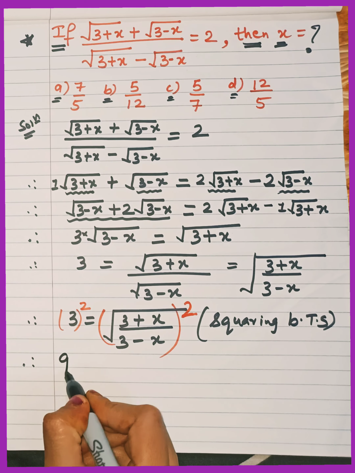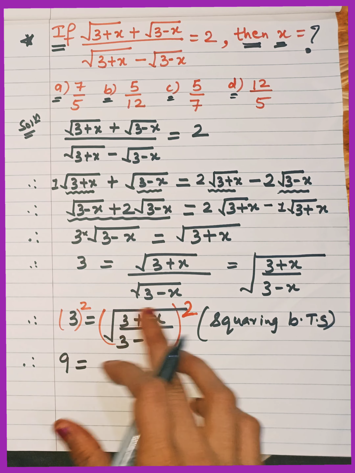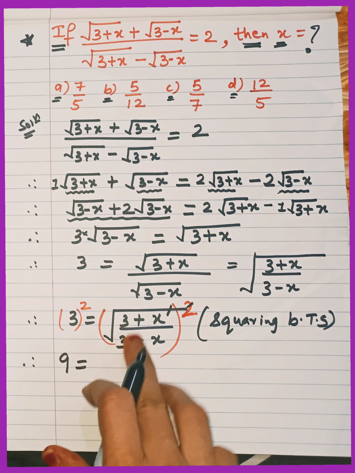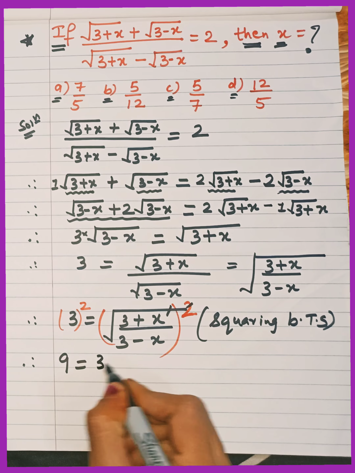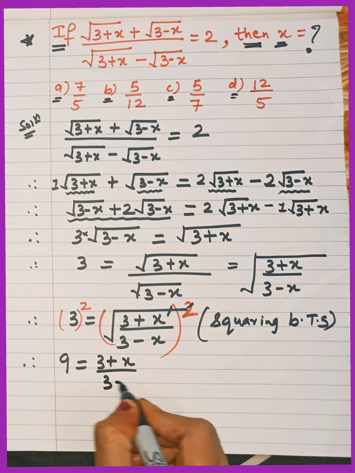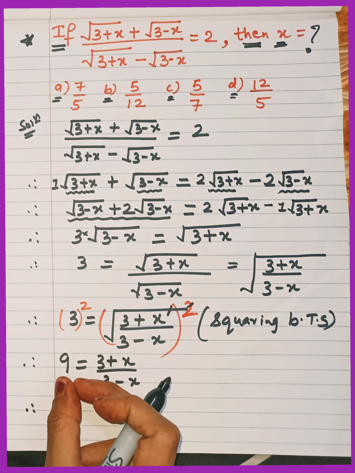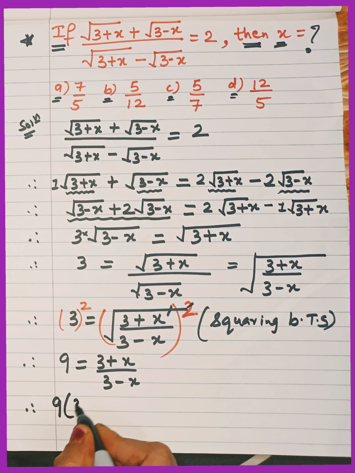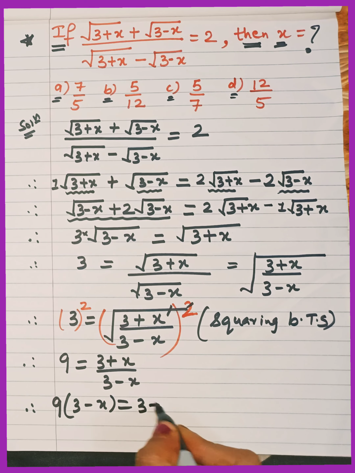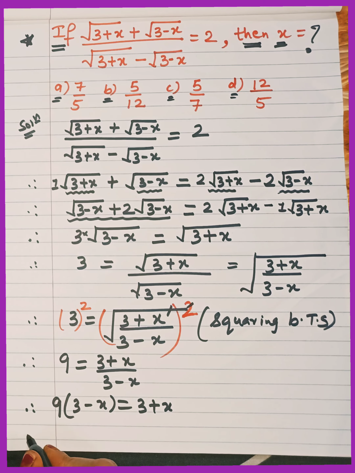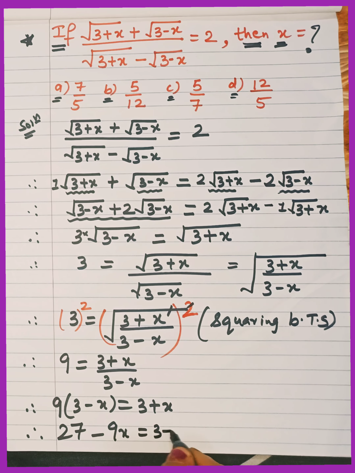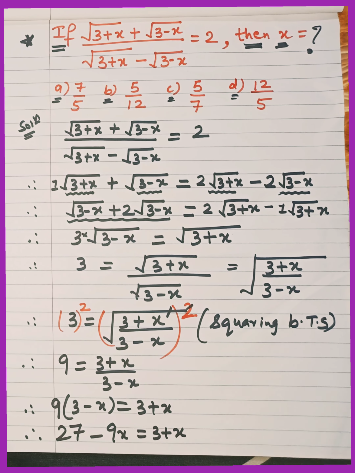Now, after you do this step, what will happen? 3 square will become 9. And this side square root will get removed with this square. So this root will get removed. So we are left only with 3 plus x upon 3 minus x. Now this 3 minus x we will shift here and we will multiply this with 9. So 9 into bracket 3 minus x, and this side we have 3 plus x. So this way we will get one equation. Now 9 3s will be 27 minus 9 into x will be 9x, and this side we have 3 plus x as it is. So this way we get equation.